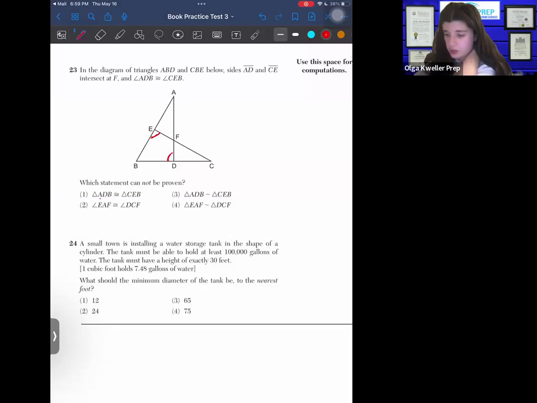So let's check choice one. ADB is equal to CEB. So can we prove these triangles are equal? So we have a side, right? We have AD and we have CE. So we have a side and we have an angle. Is that enough to prove that the triangles are congruent?